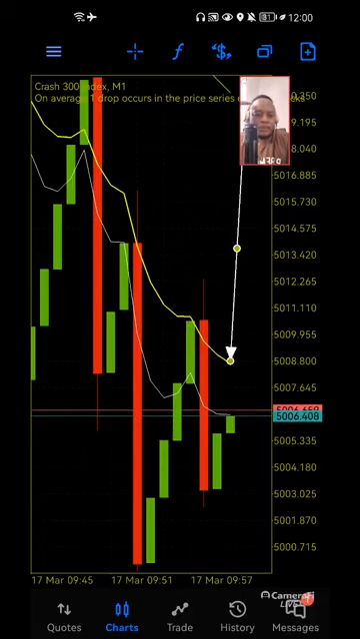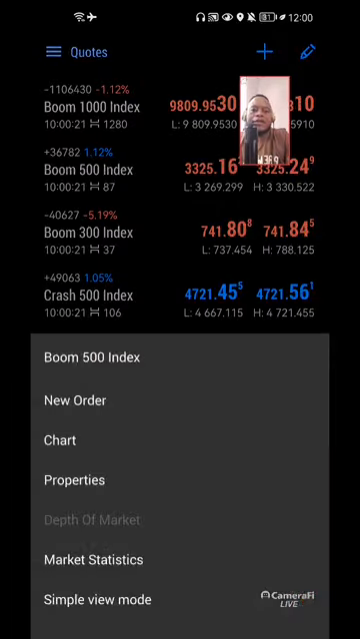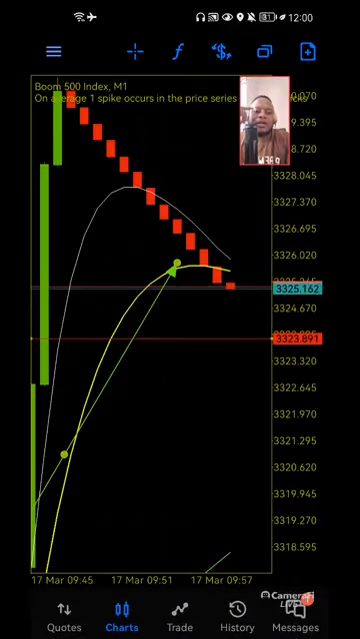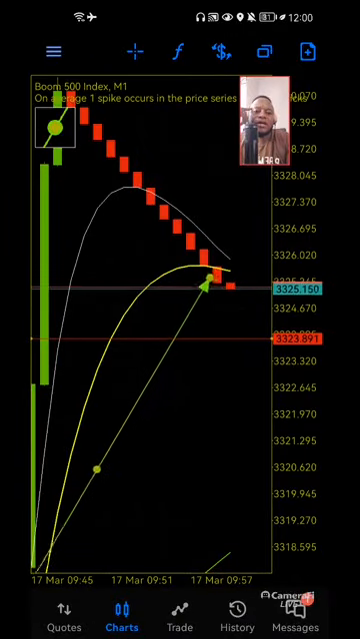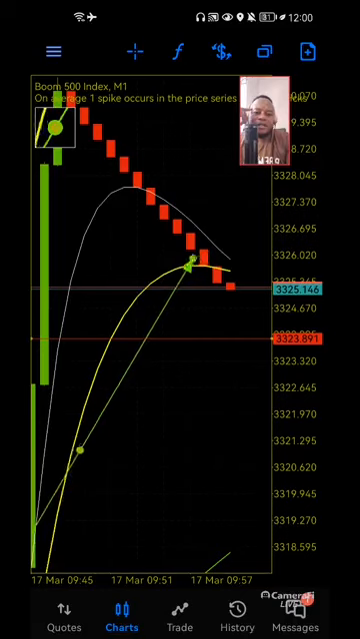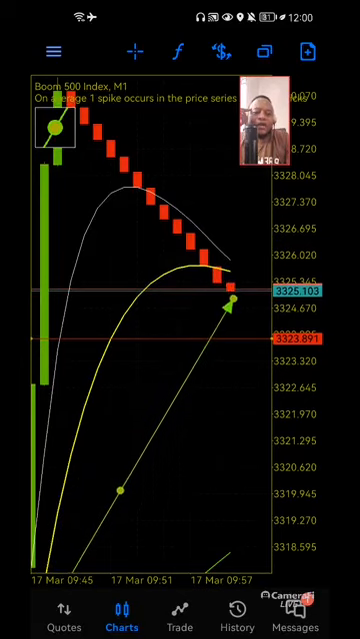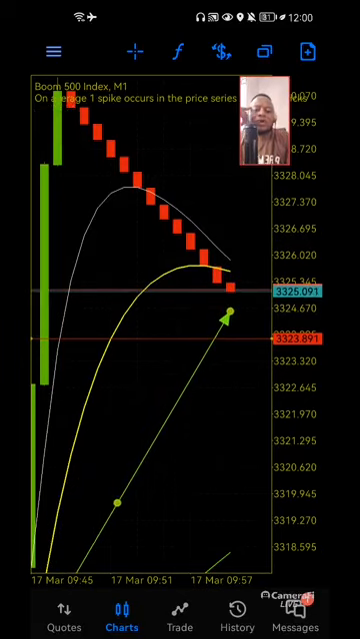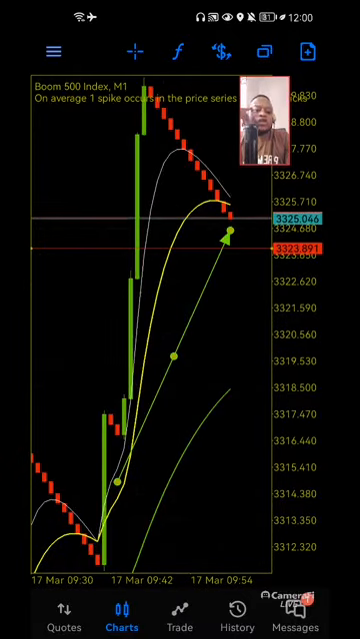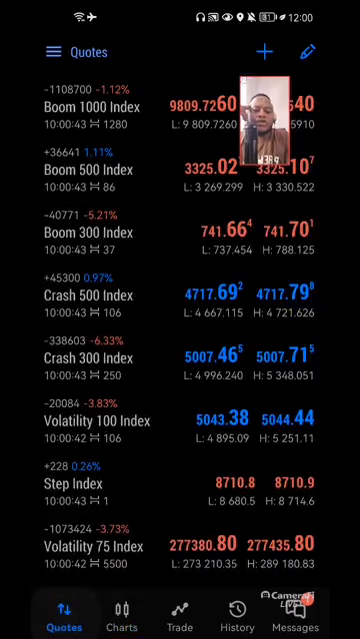All right, no problem. Let's go and check Boom 500, where are we? Which means you placed your buy there at the yellow line, and right now you are still having the signal on Boom 500. No problem, your spike is coming. If it doesn't come, you know what to do.